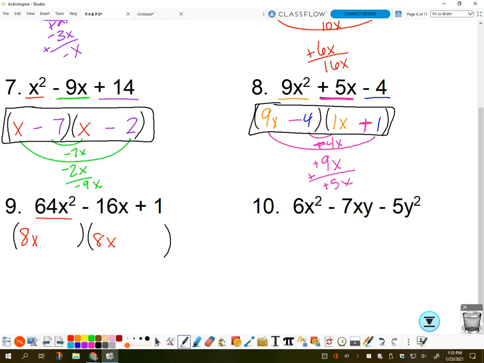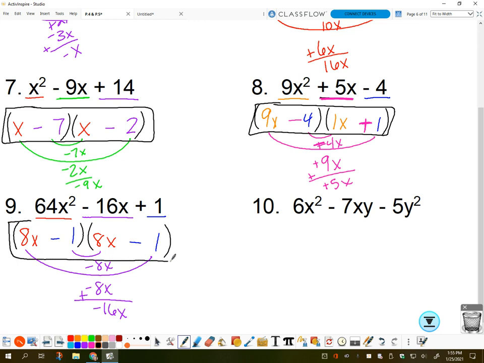All right, and then we're trying to get a 1. Your only choice there is 1 and 1. Multiply to get a positive means the signs are the same. And this guy tells you they should be negative. All right, checking to see if the middle works out. This is negative 8x. This is negative 8x. So if I combine those, it's negative 16x, which is what I wanted.